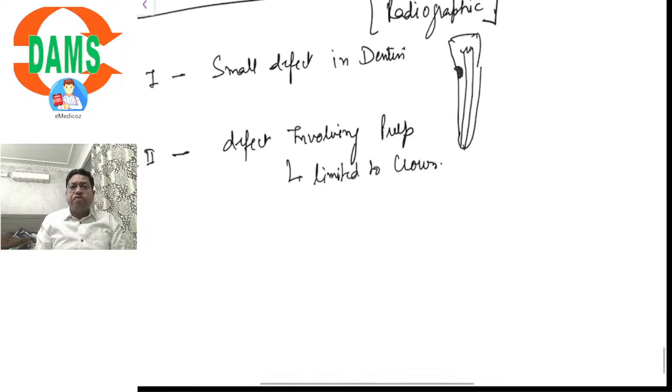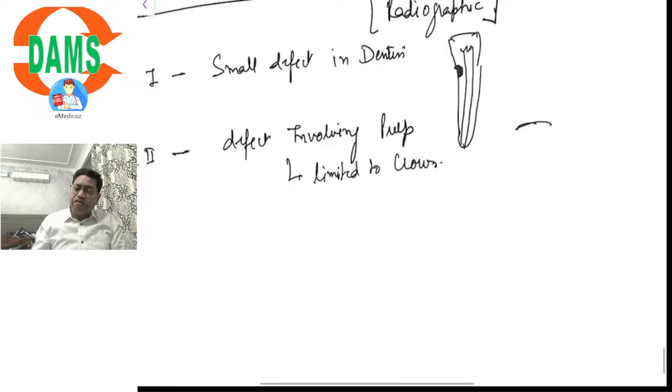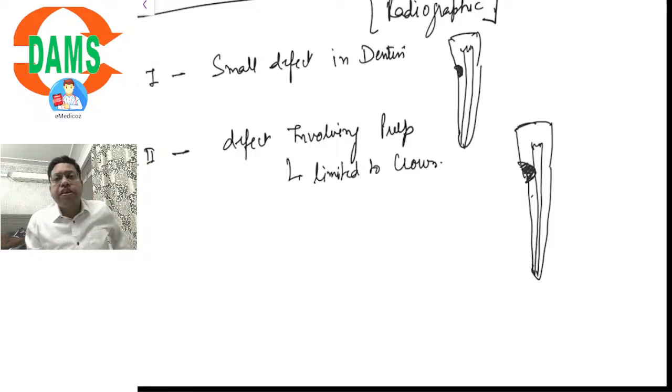There's a defect which is involving the pulp but limited to the crown. So if this is the tooth, this is the pulp organ, then there would be an extensive defect almost reaching the pulp, but it would not be involving the root, limited to the crown.